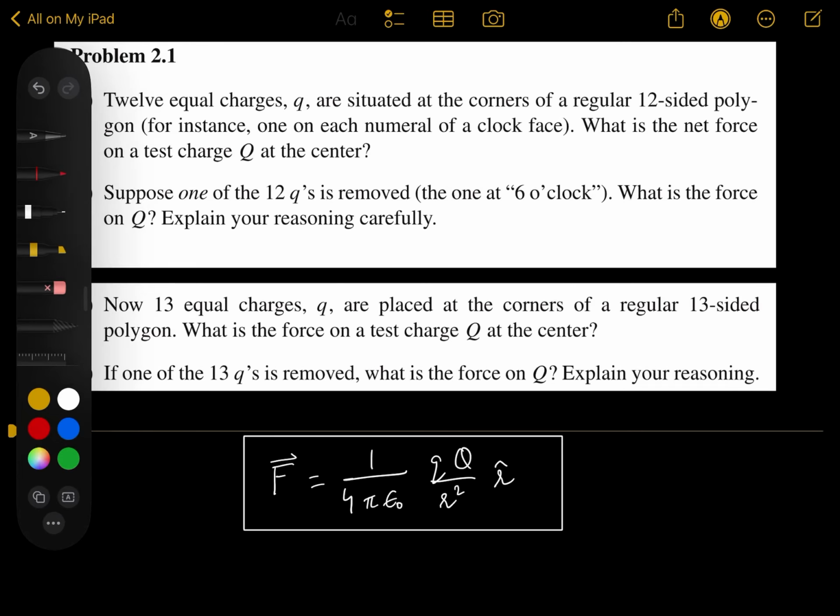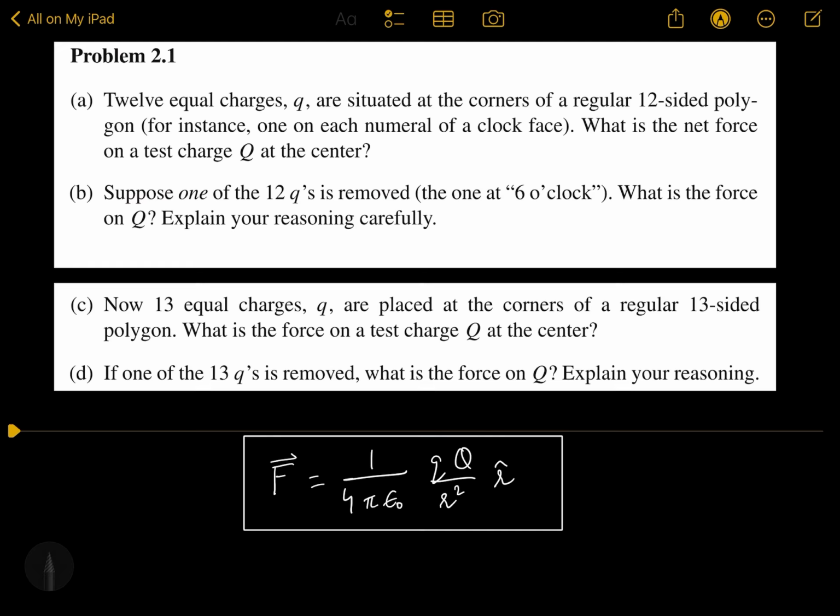Today we're going to be solving some physics problems from Electrodynamics by Griffiths. So let's get right into it. These problems are from chapter 2. This is actually the first problem from chapter 2, and if this is interesting, then maybe I'll continue with some more problems from chapter 2. But yeah, this is problem 2.1.